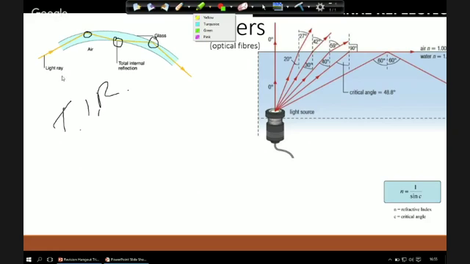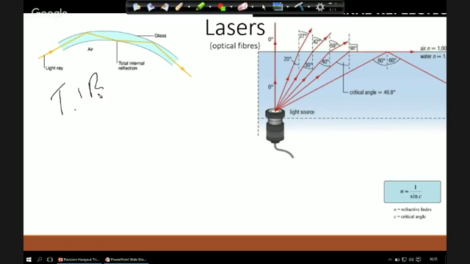If I shine the ray of light at too steep an angle, the ray of light will pass out of it. So if I shine my ray of light like so, it will change direction and it will come out. So there is a special angle at which I can shine the light for it to stay totally internally reflected. And this special angle is shown over here on this diagram.